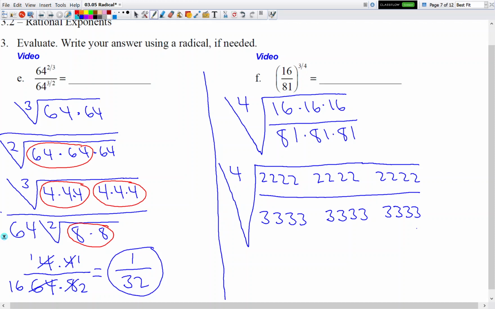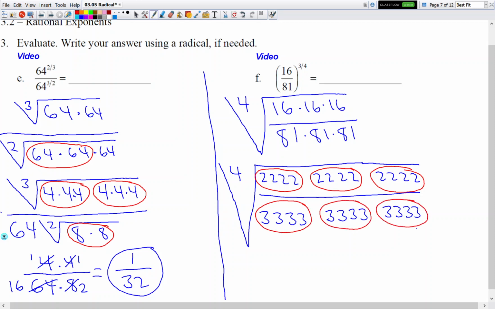Then I'm going to get my red pen and I'm going to circle 4 things that match. And I got a whole bunch of things that match 4 times. So I got 3 2's on the top, and I got 3 3's on the bottom. And I don't think I left anything outside, right? I don't think there's anything that is not circled. Everything got circled. So since everything gets circled, the radical disappears.